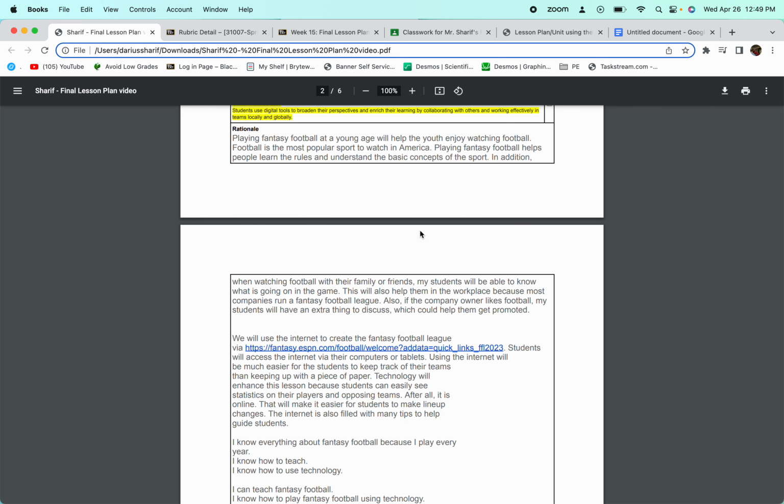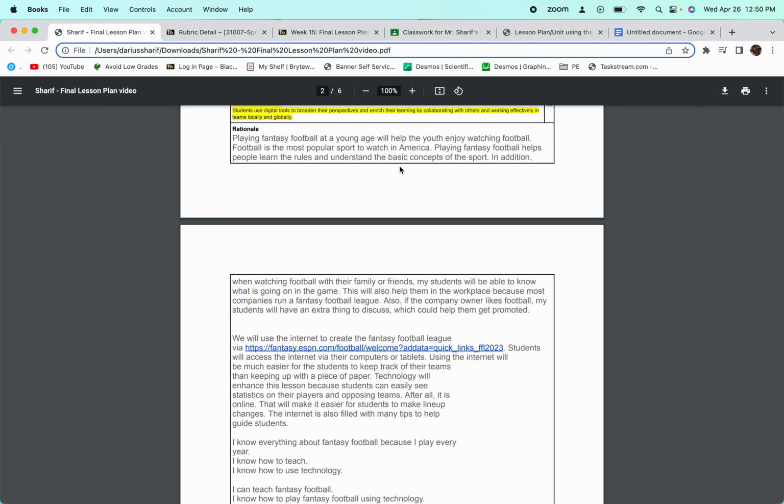For the rationale, basically, I put that playing fantasy football is a very popular thing to do in America, and it will also help them in the future when they get jobs, as they will know the game of football. If they like to go out with their coworkers, they'll be able to keep up with what is going on, and maybe their boss likes to play or watch football. You will have an extra thing to talk about with your boss, and maybe you can get promoted.